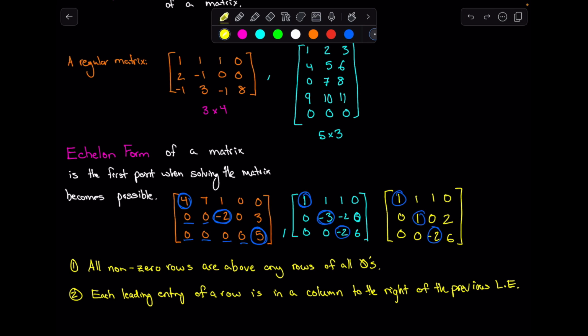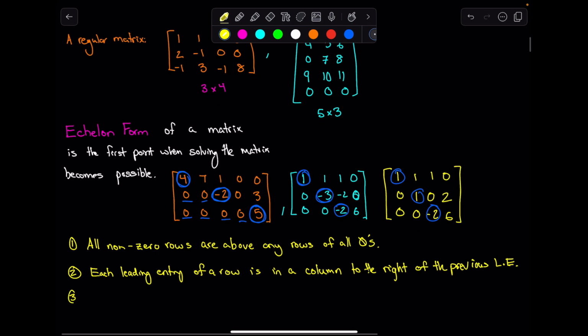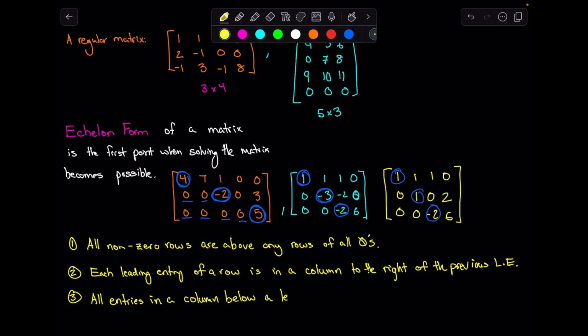Okay, and so then the last condition, as promised, condition 3, is that all entries in a column below a leading entry are zeros. Okay, and so that's the pattern I was alluding to: we have zeros here, 0 here, 0 here, 0 here. All the entries below our leading entries have to be zeros.